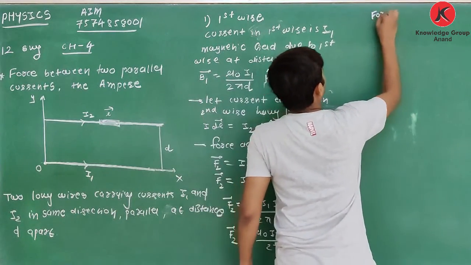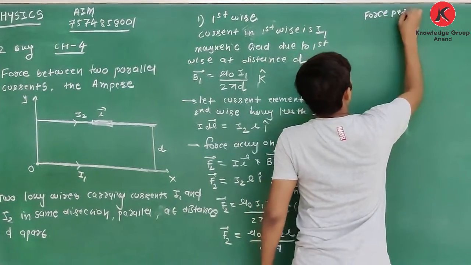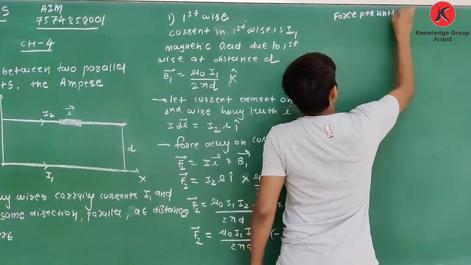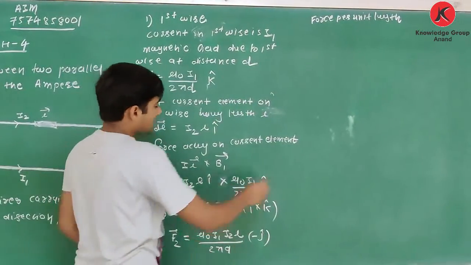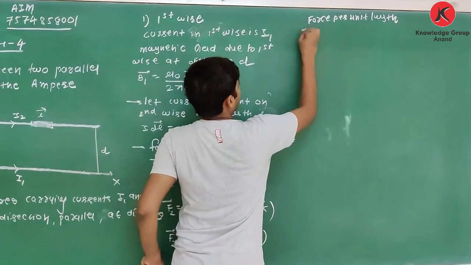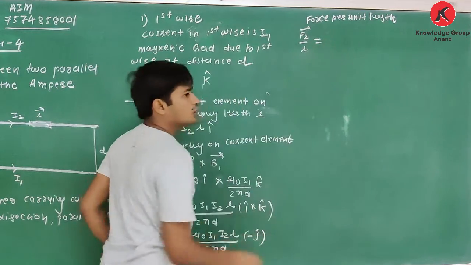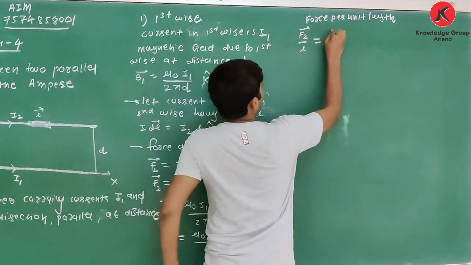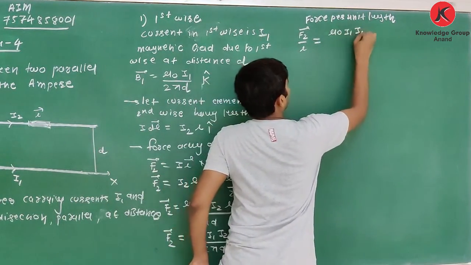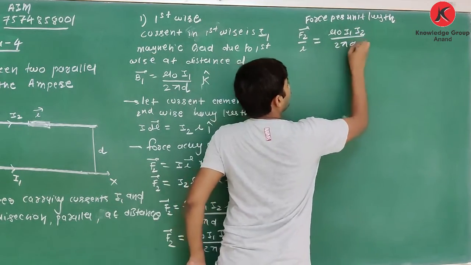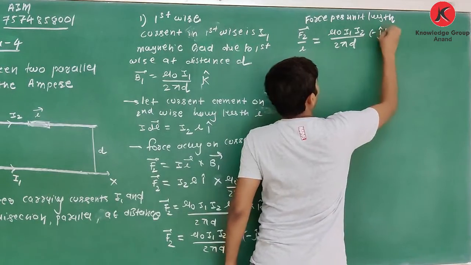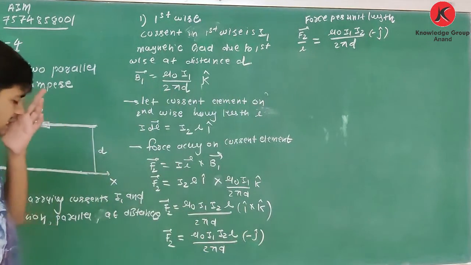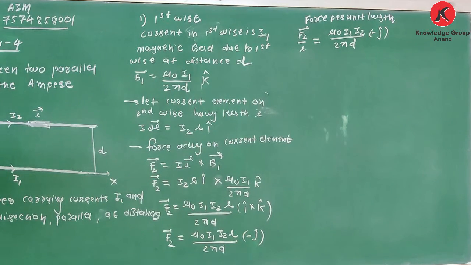Okay, if I write force per unit length, then how to write? Then I can write this as F2 upon L is equal to μ0 I1 I2 upon 2πd, and here it is minus j caret. Clear about this?